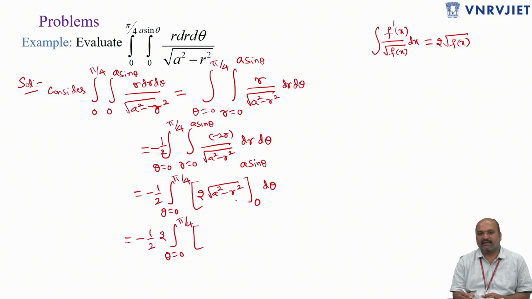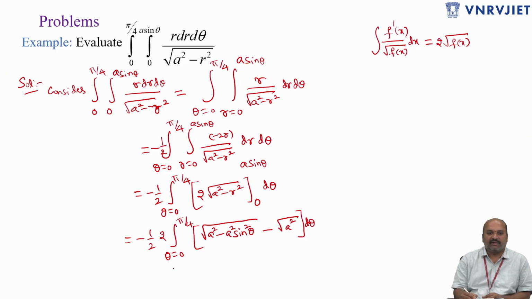Let's substitute the limits. Since we integrated with respect to r, instead of r we have to substitute a sine theta, that is root over a square minus a sine theta whole square, which is a square sine square theta. Now substitution of lower limit minus, instead of r 0, that is root over a square minus 0, it is a square, into d theta. This is equals to, of course this 2 gets cancelled. So minus integral theta varies from 0 to pi by 4.